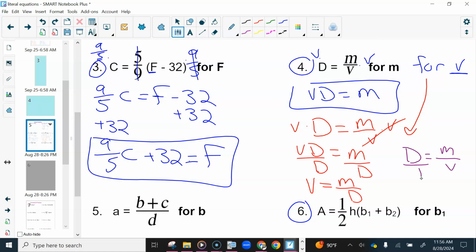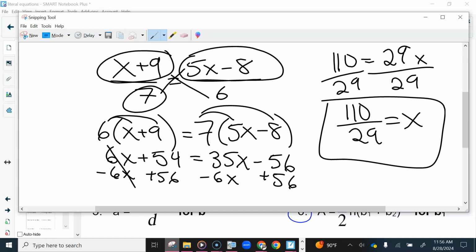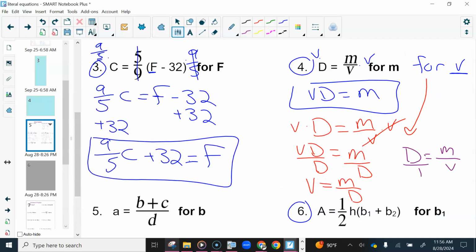And when we have something like that, what would we do? A fraction equals a fraction. How do we solve those? We did that here. Cross multiply. And then we'd be back at the same step and we'd be doing the same thing. I put DB instead of VD. That order doesn't matter. Okay.